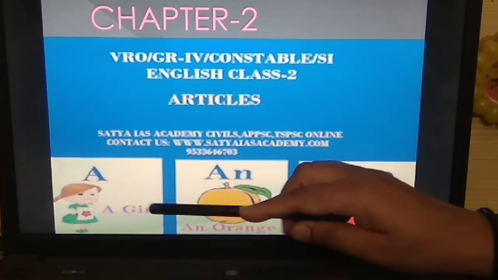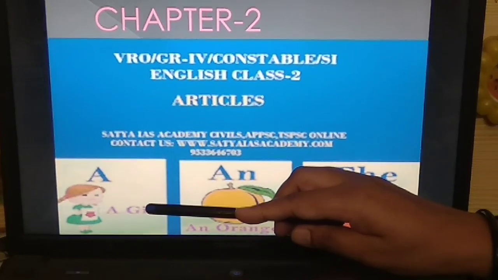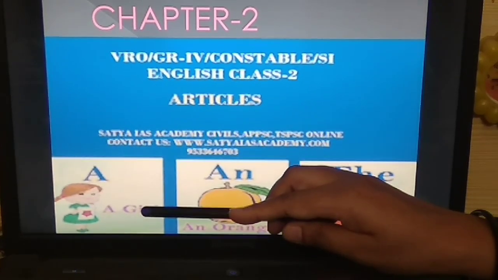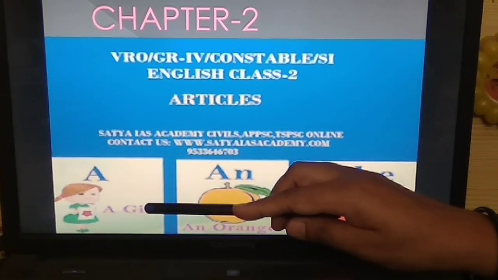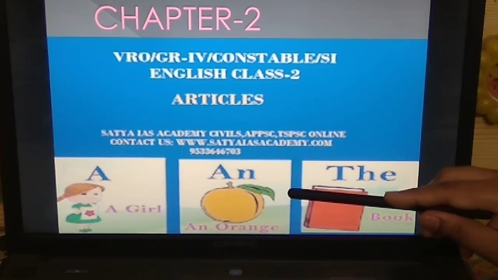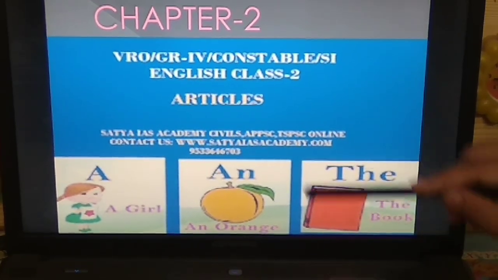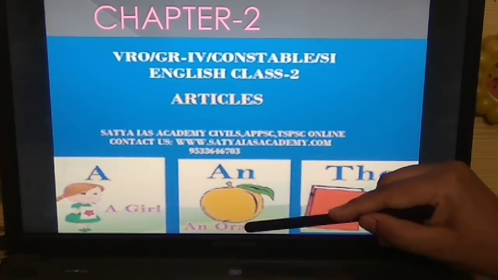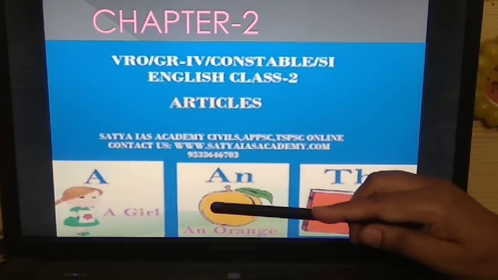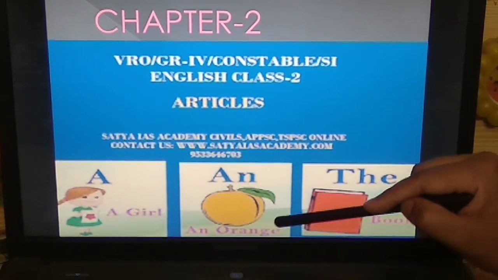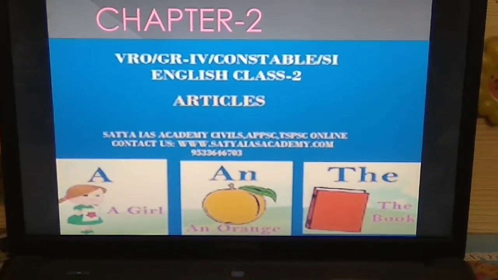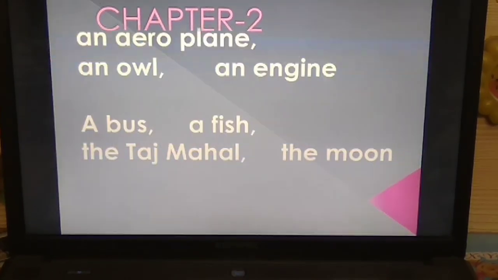Now see the picture. You can see a picture of a girl. What is placed before it? A. A is placed before girl. See the picture. It is an orange. What is placed before an orange? An. So why we are placing A and An before? And where we are placing these two brothers? Let us see.